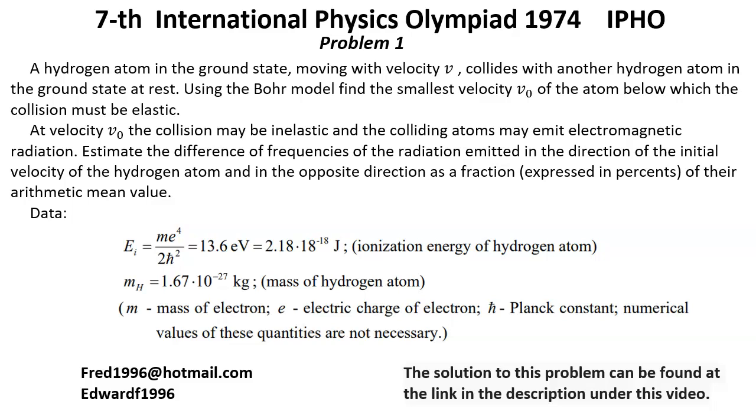At velocity v0, the collision may be inelastic and the colliding atoms may emit electromagnetic radiation. Estimate the difference of frequencies of the radiation emitted in the direction of the initial velocity of the hydrogen atom and in the opposite direction, the fraction expressed in percent of their arithmetical mean value. You can use the data mentioned here.